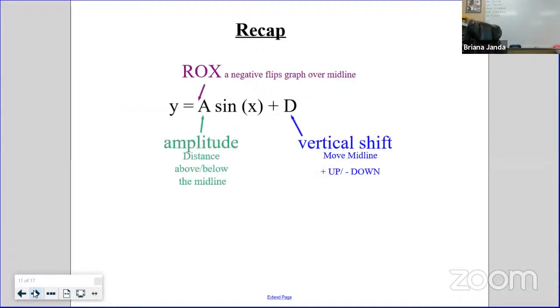All right. So, things we have talked about today. There are going to eventually be letters A, B, C, and D. Today we talked about A and D. A stands for the amplitude, which we previously called a vertical stretch or shrink, but in trig graphs it's specifically called an amplitude. It is our distance above and below our midline. We also learned that it's always a positive number.